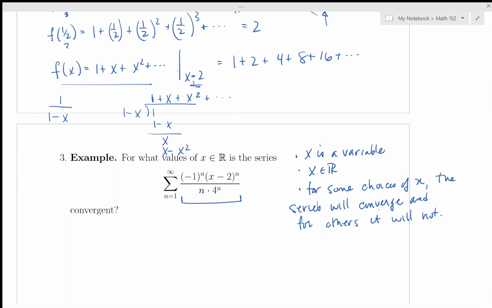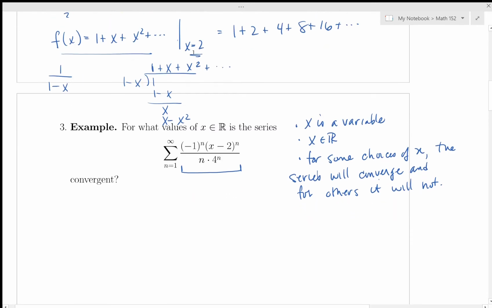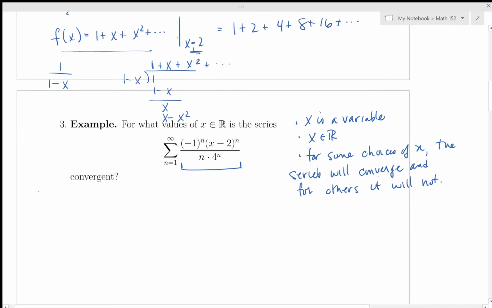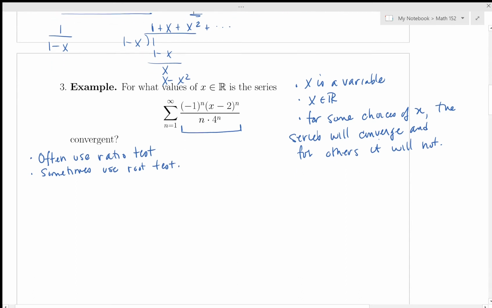We are going to use the ratio test. Often we are going to use the ratio test, and sometimes we're going to be using the root test. But in this type of question, often, this should be the first one that occurs to you, often use ratio test. Sometimes use root test. Okay, let's see how this is done. So I'm going to use the ratio test.